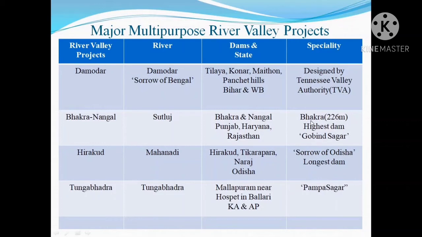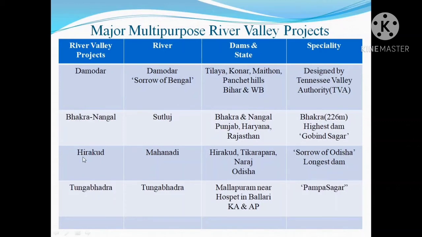And this Bhakra Dam is the highest dam in India. 226-meter height, highest altitude dam it is. Highest gravity dam what we call. And the reservoir behind this dam is called Gobind Sagar. Gobind Sagar is the reservoir of Bhakra Nangal.